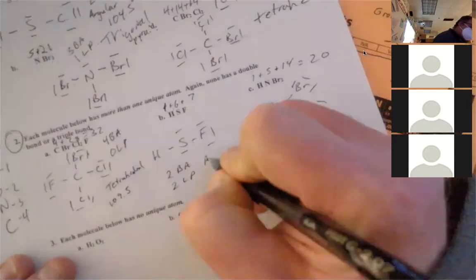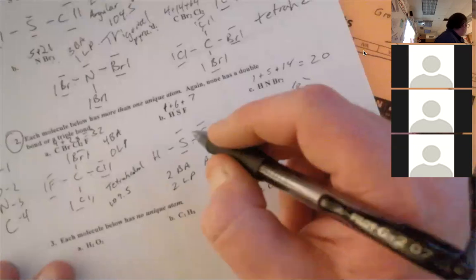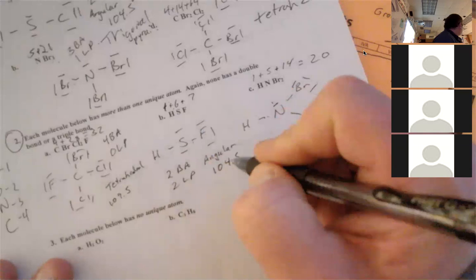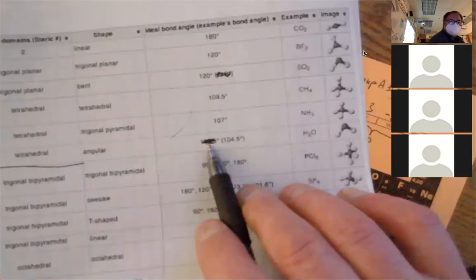Angular, very good. And can you give me the angle? I remember we did cross that one out for the angular. It should be 104.5. We kept the one in parentheses for it. You see it? We kept the one in parentheses for it, but we crossed out the 109.5.